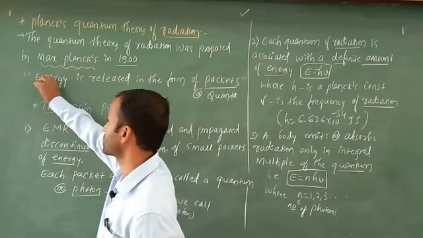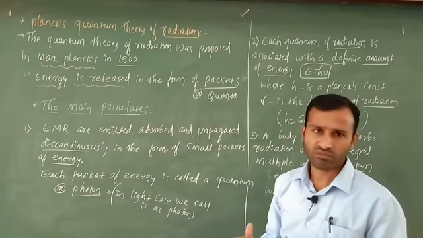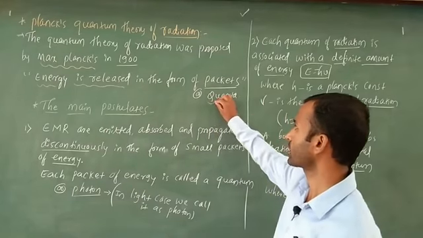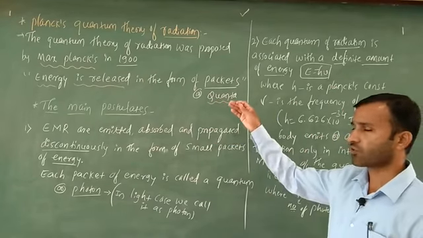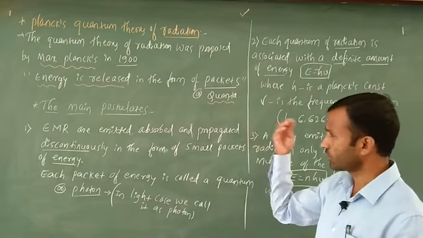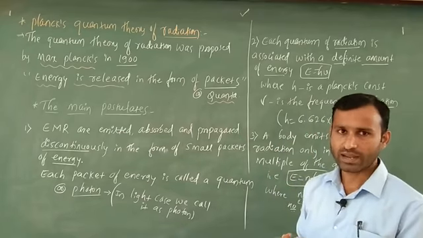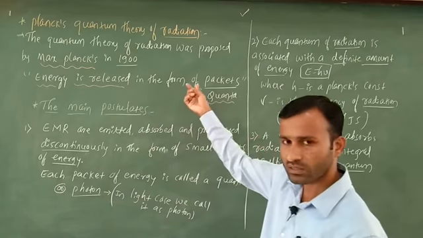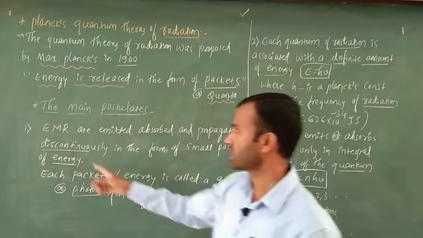The most important point is that energy is released. Light is also one form of energy. Energy is released in the form of packets or quanta. These words are most important. This energy comes from the light source. Make this definition perfect: energy is released in the form of packets or quanta.